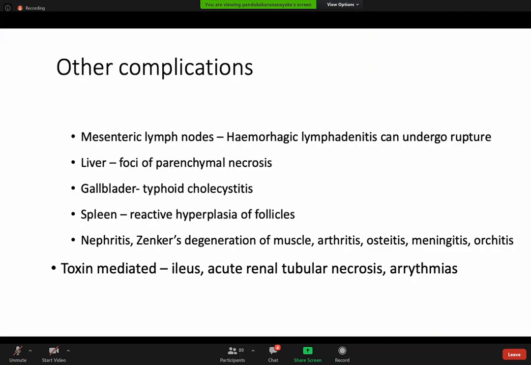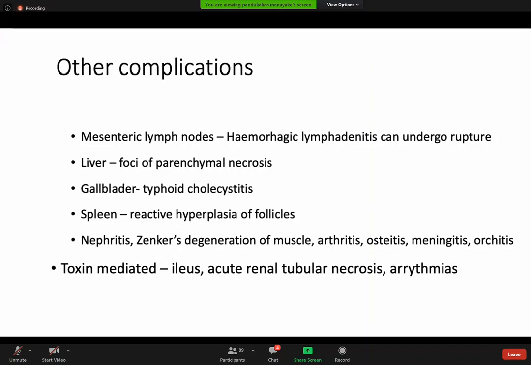Next, please, sir. Other complications can also occur. In enteric fever, not only the intestine can be involved, because there is a bacteremia and it can enter a lot of organs. The organism multiplies in different organs. There can be hemorrhagic lymphadenitis in the mesenteric lymph nodes. You know that the organism multiplies in the liver. If it's very severe, there can be parenchymal necrosis of the liver, which will cause much higher rises of the transaminases. Then they can multiply in the gallbladder and infect it, leading to cholecystitis.